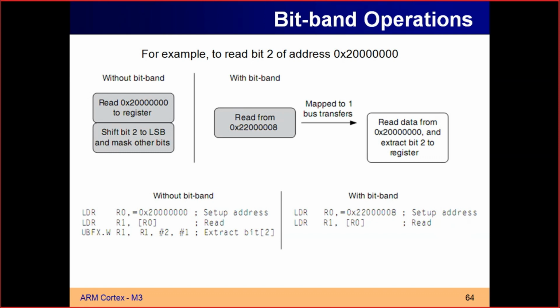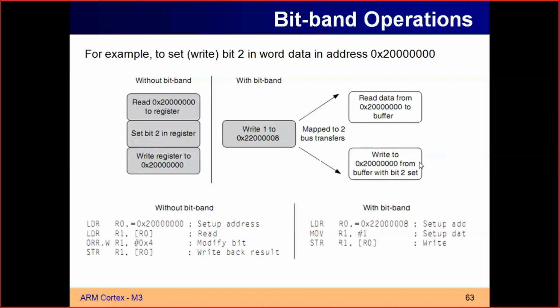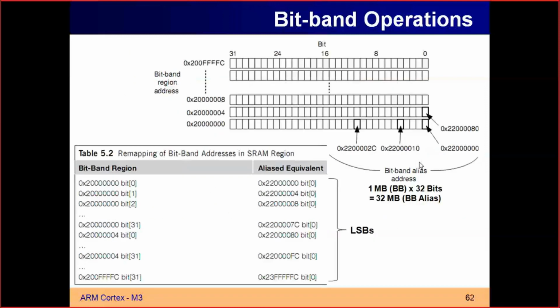Sir, in this alias region, I mean the bitband alias, only one bit will be in use. The other bits will not be used ever. Which one, the bitband alias or the bitband region? Which one are you telling? In the alias, only one bit will be used. You can see here, the other bits will never be used for any other purpose.